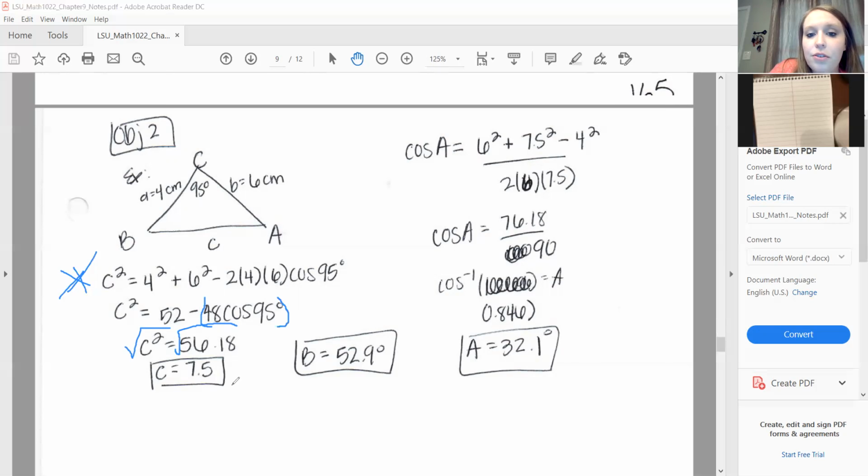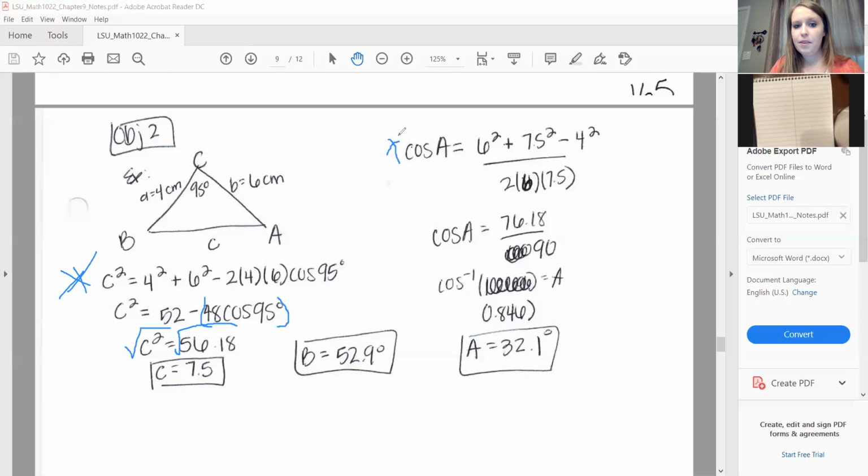Okay, so now we have all three sides, but now you have to find the other angles. So at this point, you can go back and use law of sines now, because you have the side C. So you could do sine of 95 over 7.5 is equal to sine of A over 4. Or you can use cosine again. And since this was law of cosine notes, I just kept using cosine.